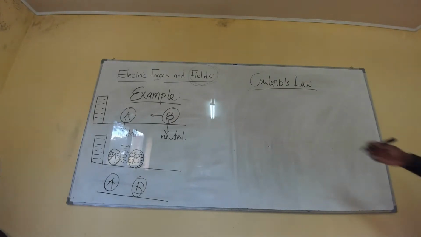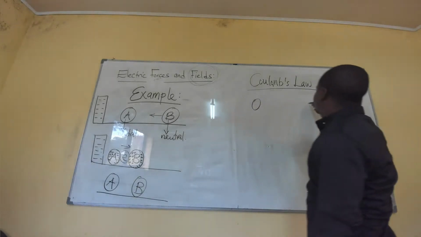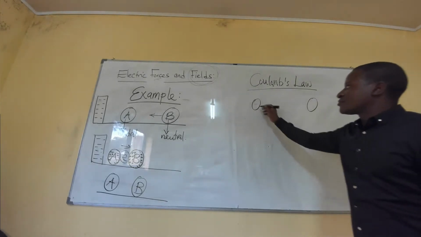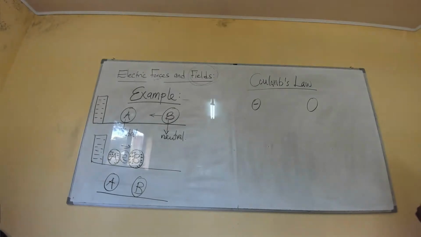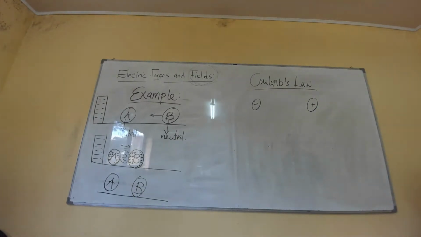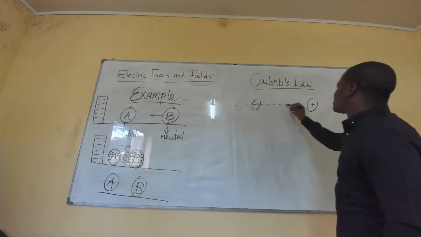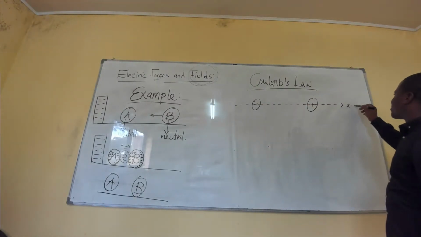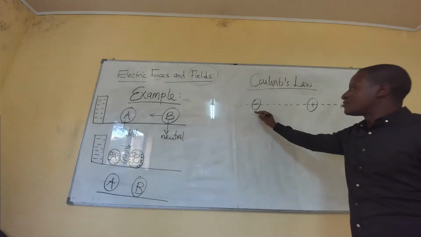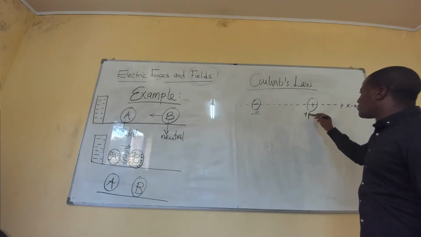All right, if we have two charges this way, let's assume this is a negative charge. Then on the other side, we have the positive charge. Now, what we want is to introduce, for example, this is our axis, what you may call the x-axis in simple mathematics. This is negative, and this is positive, like that.